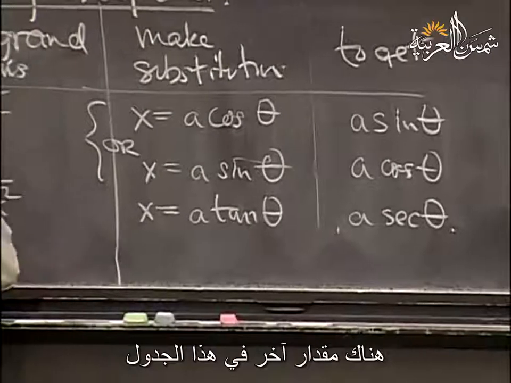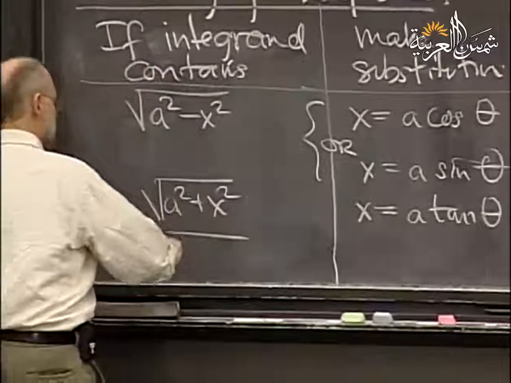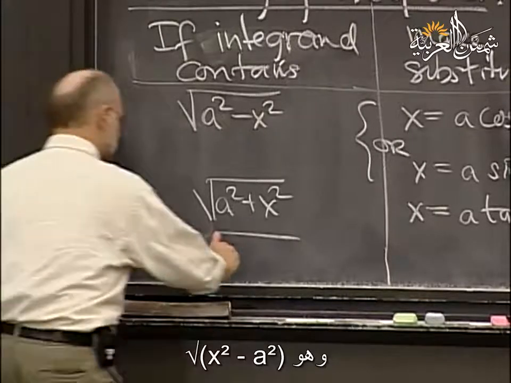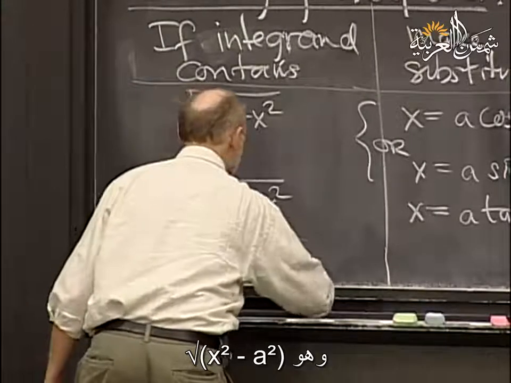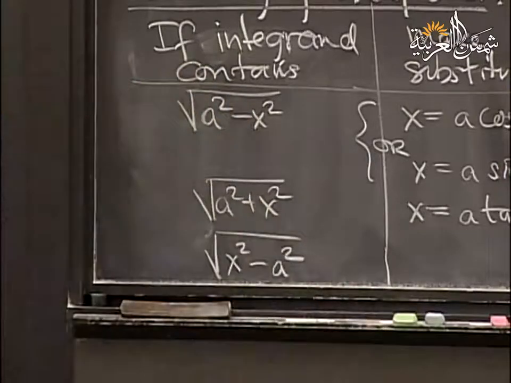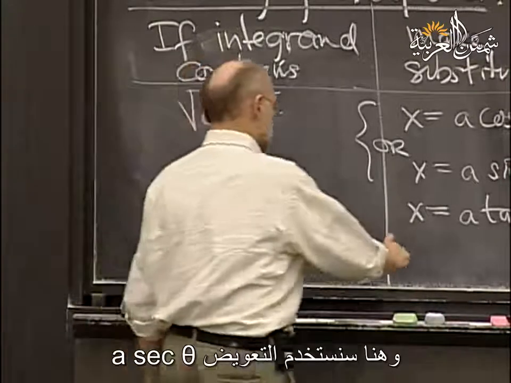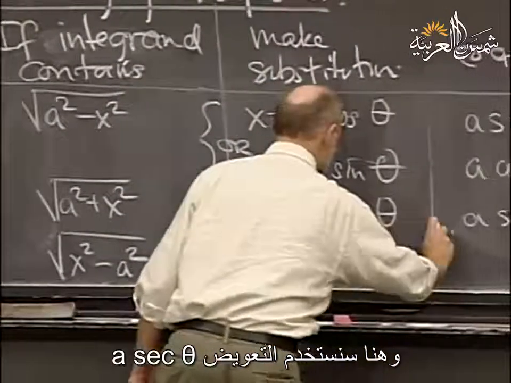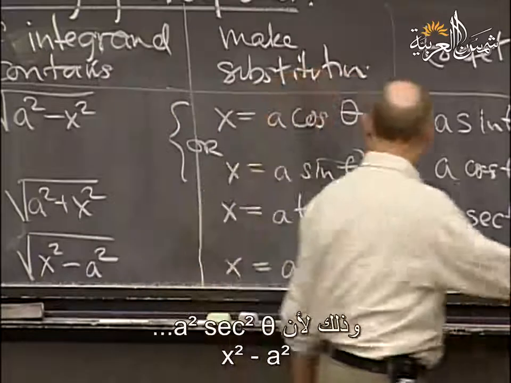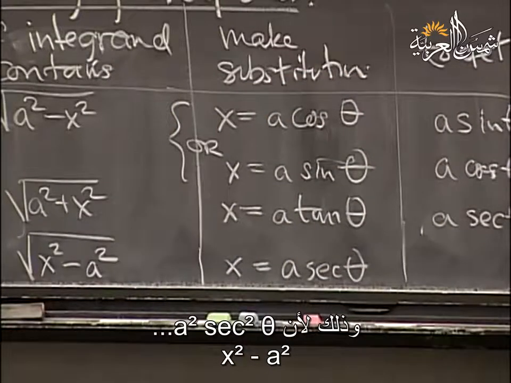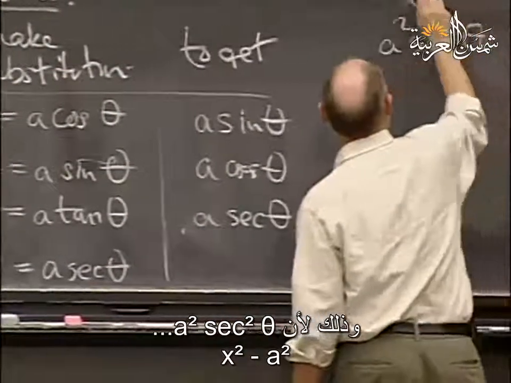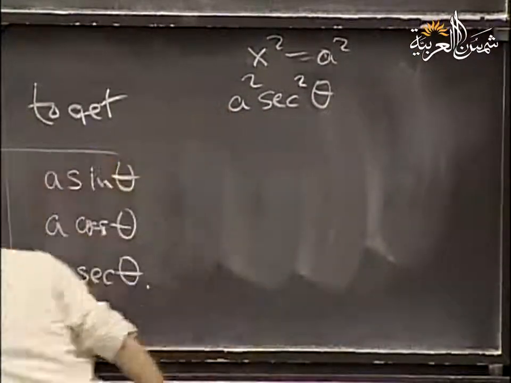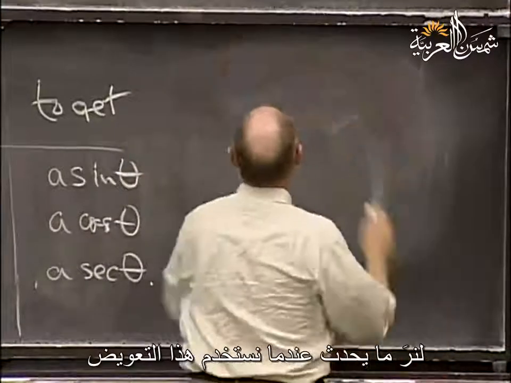There's one more thing in this table, sort of the only remaining sum or difference of terms like this, and that's what happens if you have x squared minus a squared. So there, I think we can make a substitution: a times the secant of theta. Let's see what happens when I make that substitution.